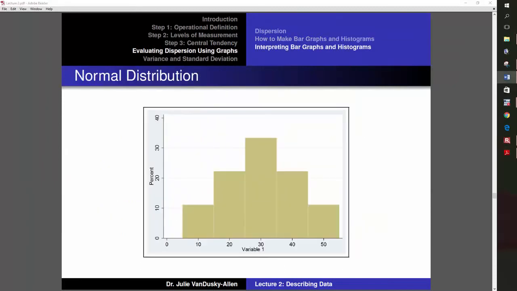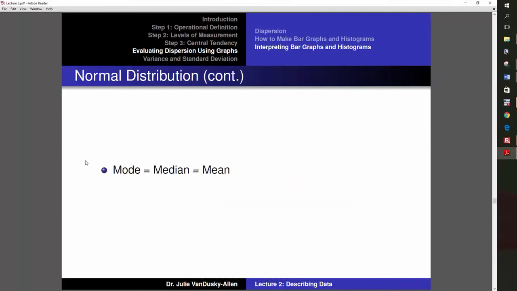So after you make your bar graph or histogram, you have to interpret it. If your graph looks similar to this graph, your data are normally distributed. That means the mode, median, and mean are very close together.